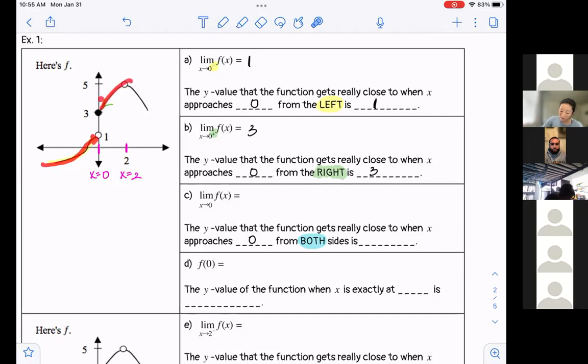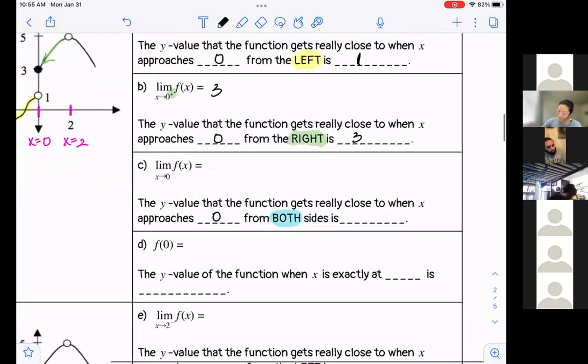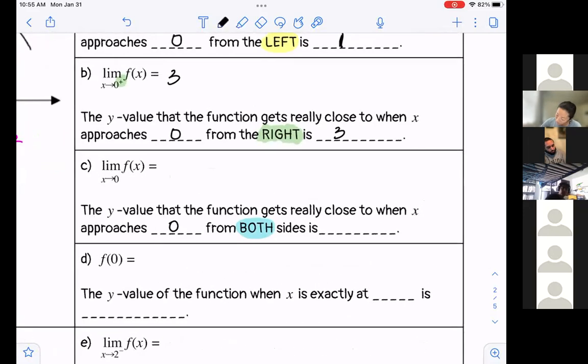1 not equal to 3, I don't get to the same point. I don't get to the same y value. So the way we write that is, the y value that the function gets really close to when x approaches 0 from both sides is different, okay? And because it's different, we often say the limit does not exist, all right?